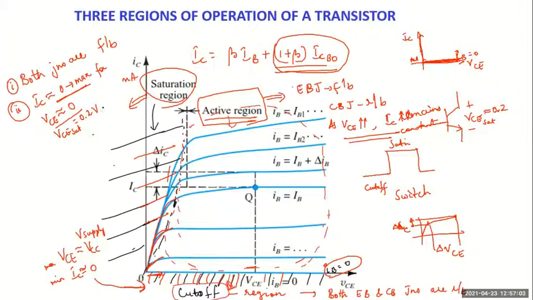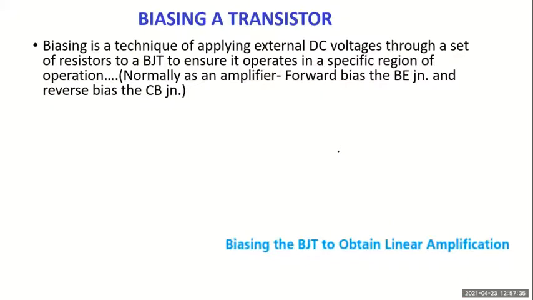So hope all of you understood the three regions of operation: cutoff, saturation, active. If I operate the transistor between what? Cutoff and saturation, the transistor will be working like a switch. If I operate the transistor in this central portion, the active region, the transistor will be acting like an amplifier. Any doubts with this? Do you have any doubts?